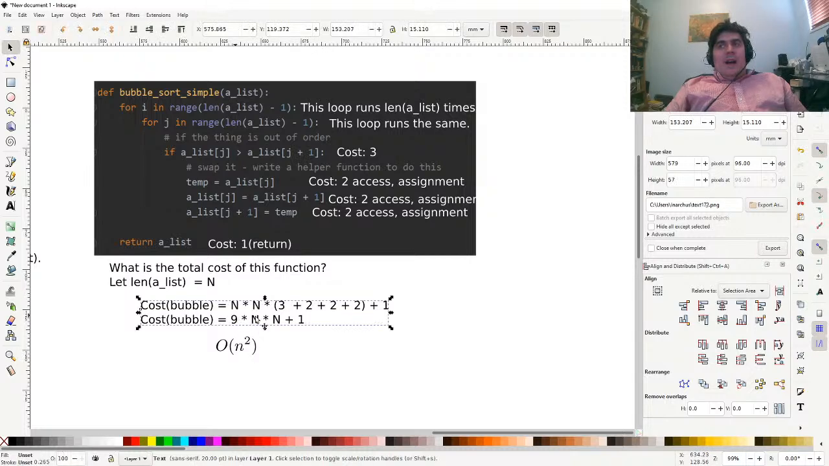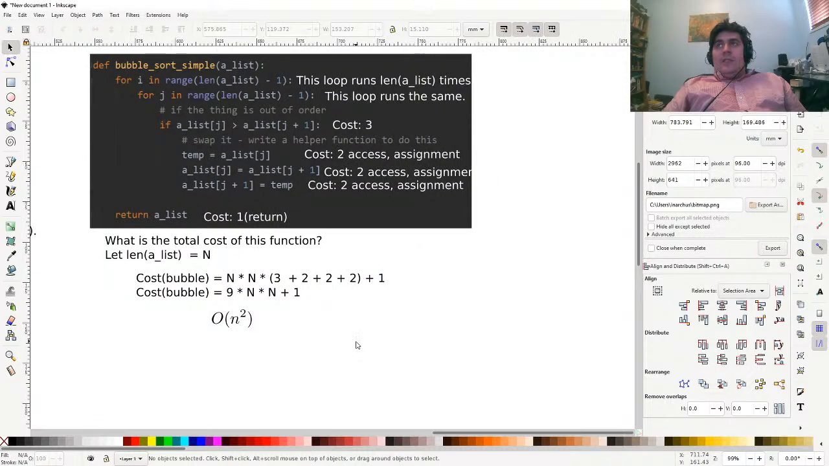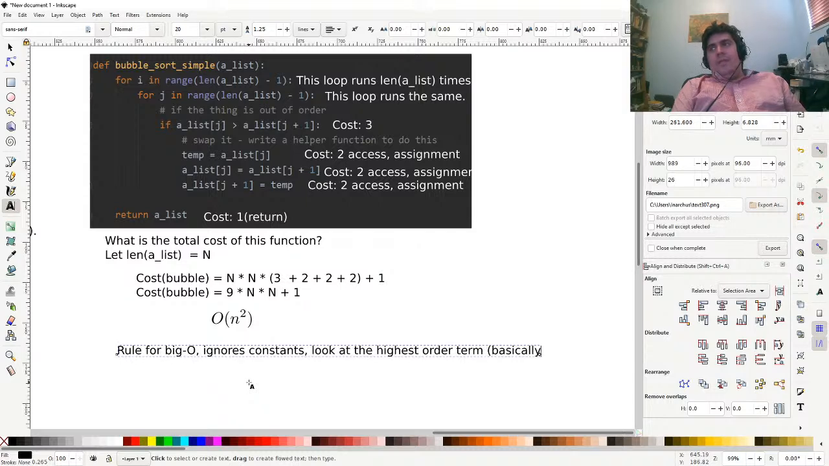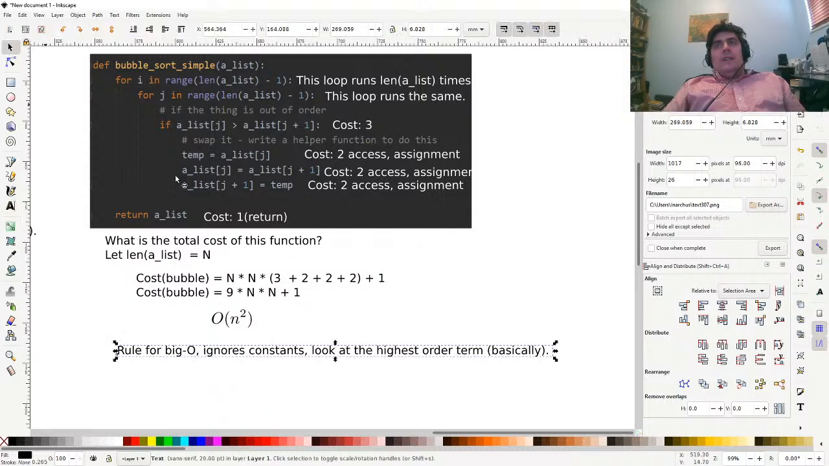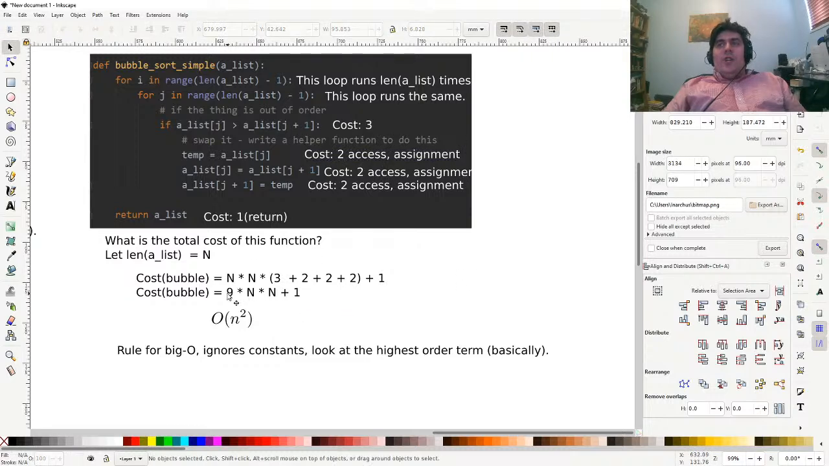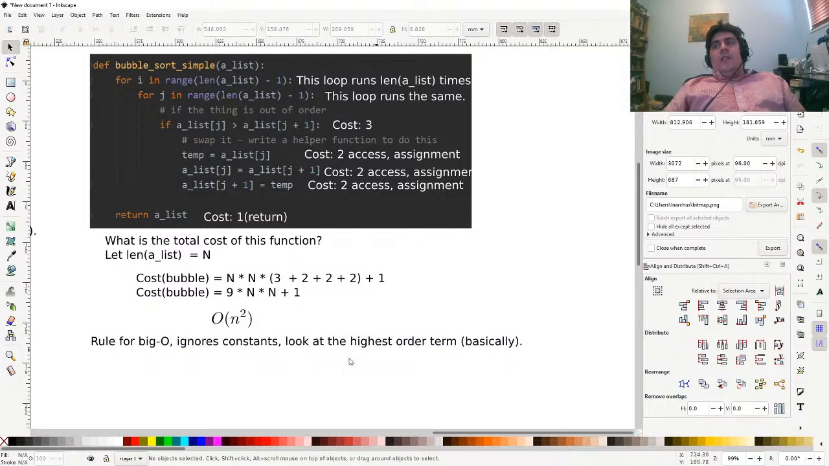And you might say, well, what about this 9, and what about this +1? And so here's the rule for big O. It basically ignores constants, and it will also look at the highest order term, basically. And so what do I mean by it ignores constants? What I mean is, well, what if I had said, instead of this is a cost 2, what if I had said that this is a cost 3 operation, or this cost 2 operation, or whatever? The thing is, it wouldn't make any difference except it would change this front constant here. And so big O ignores those constants, and it looks at the highest order term.